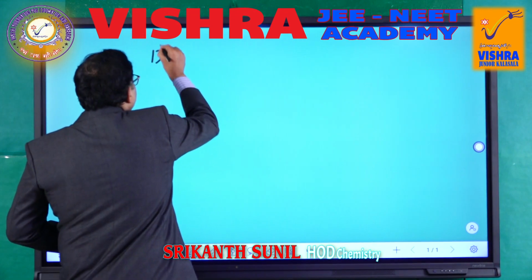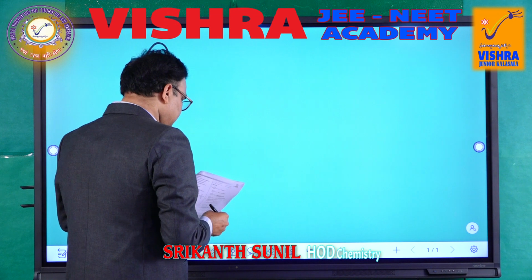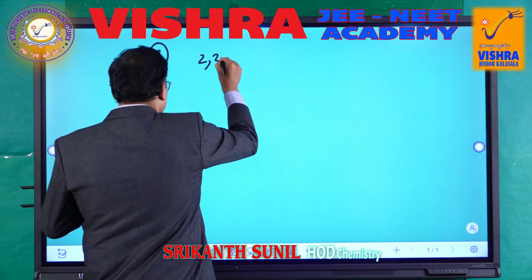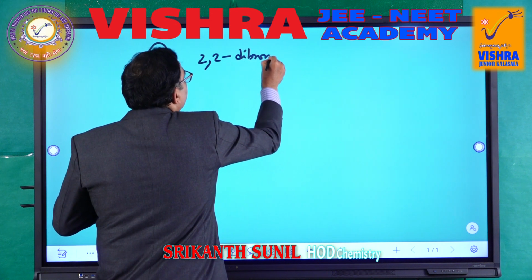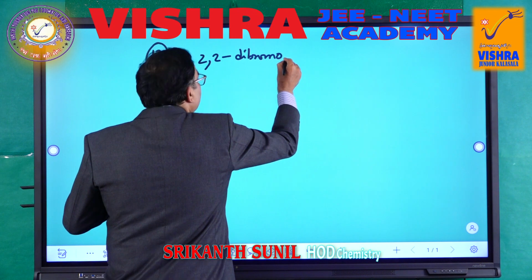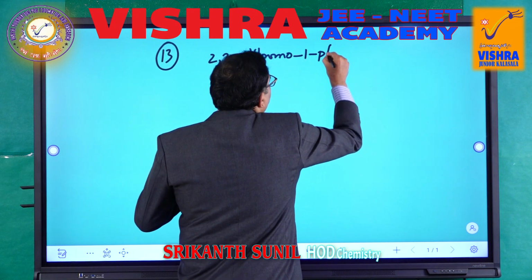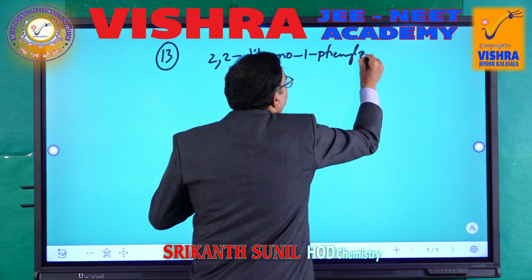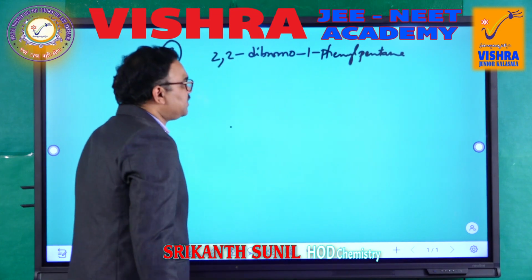Question number 13. Almost we are done, students. Let us write the structure of this compound. What is the compound? 2,2-dibromo-1-phenylpentane. This one is the IUPAC name. You have to write the structure.